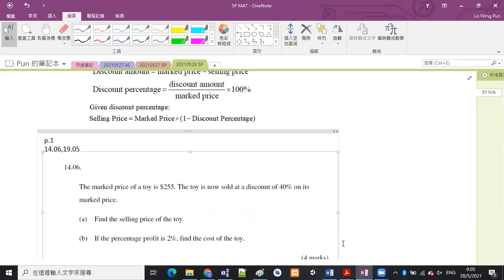Discount percentage and also the mark price. Yes, very good. So if we have the mark price and the discount percentage, we will use this one, given discount percentage. Can you see this? Then we will start with this line. Selling price is equal to mark price times 1 minus discount percentage. In part A, luckily the question is just asking us to find the selling price, which is involved in this equation, right? So let's start with this.